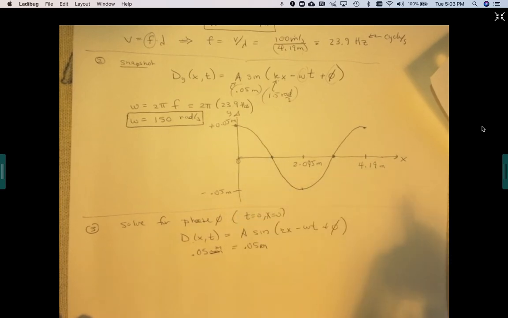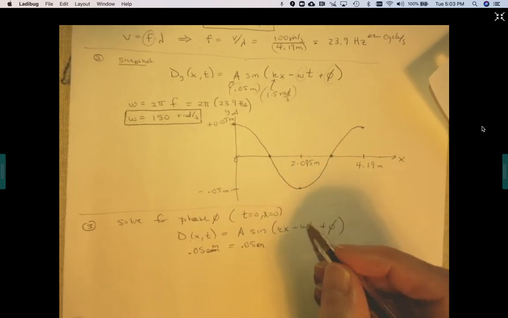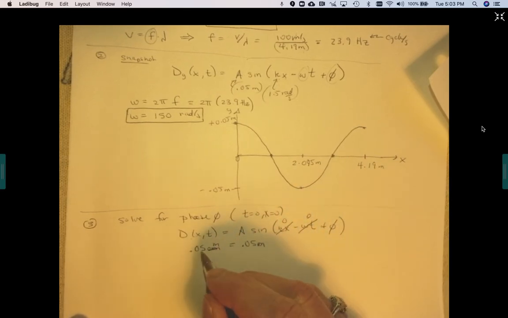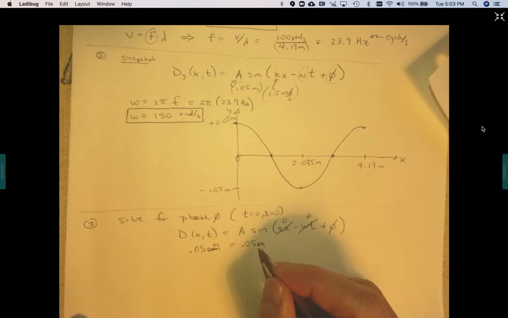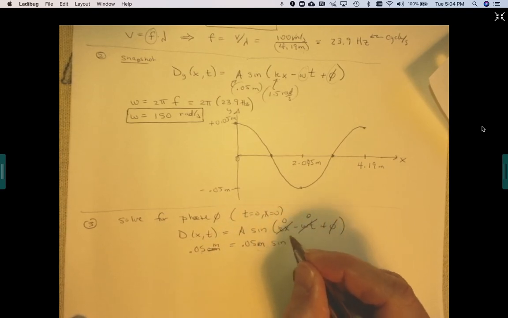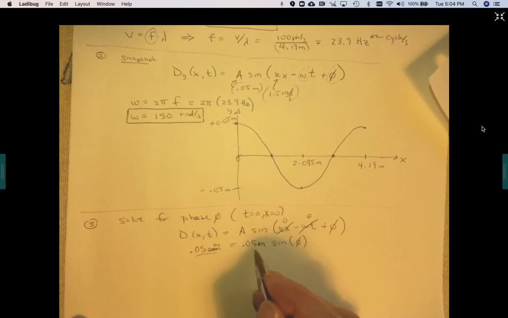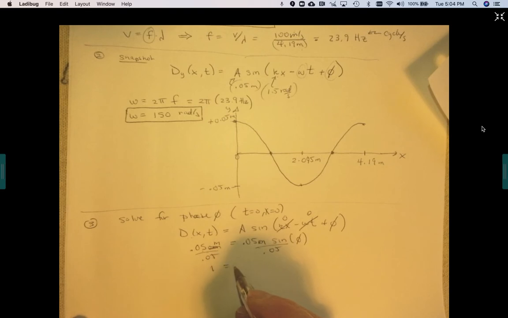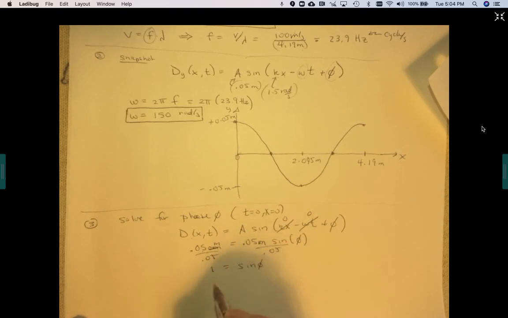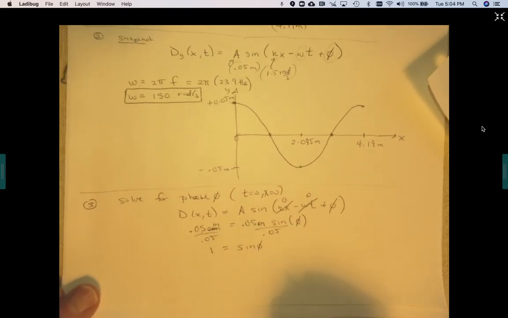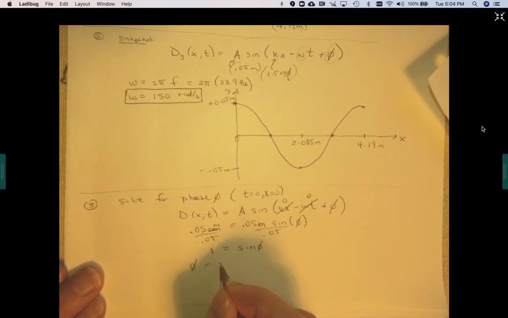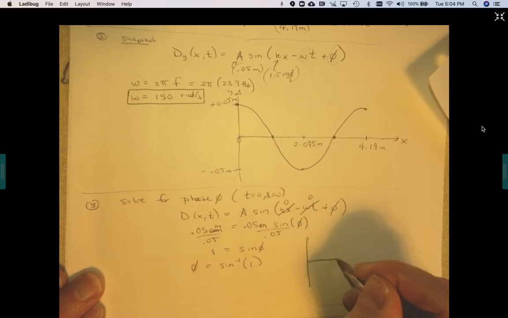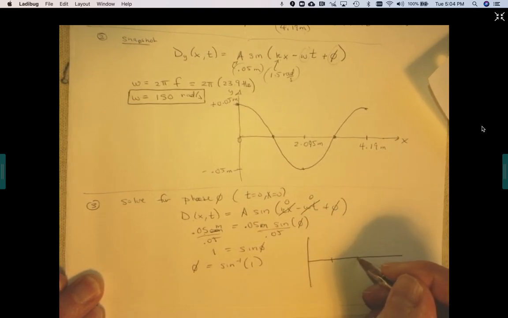We're going to use this snapshot at t equals 0 and x equals 0 to solve for phi. So x is 0, that term goes away. t equals 0, that term goes away. So I get 0.05 meters is 0.05 meters times the sine of phi. Divide both sides by 0.05, and we get 1 equals sine of phi. If we take the inverse sine of both sides, phi equals the angle whose sine is 1.